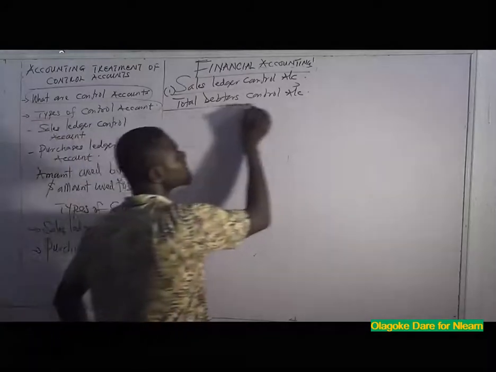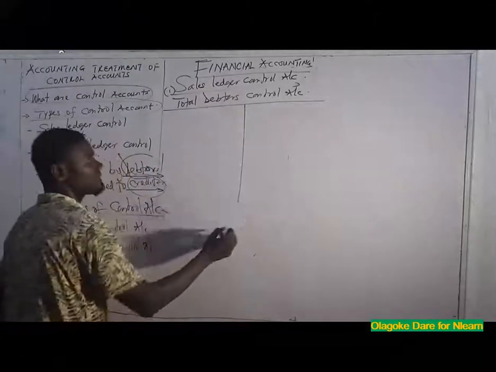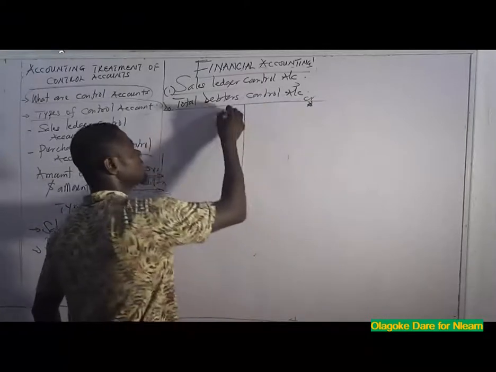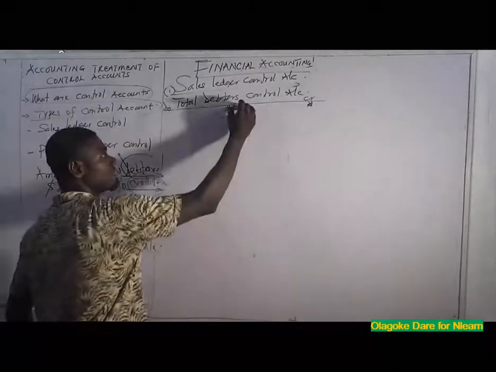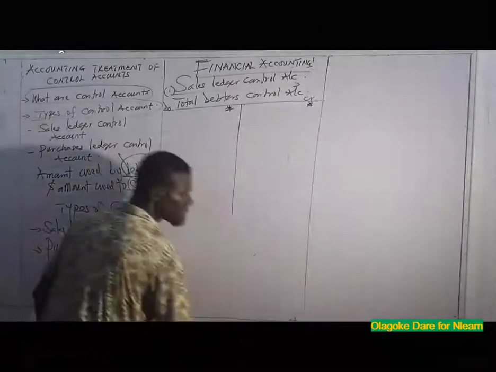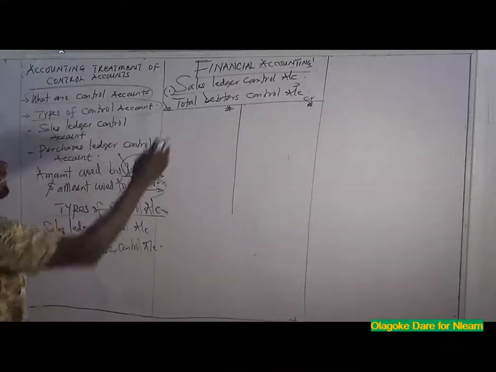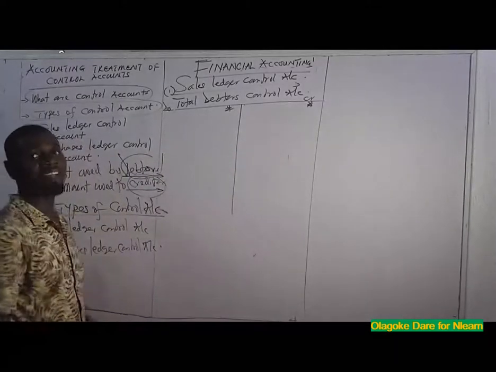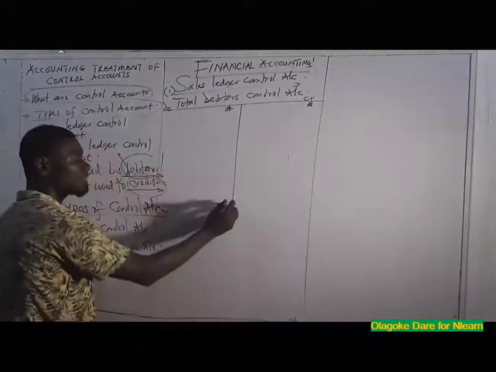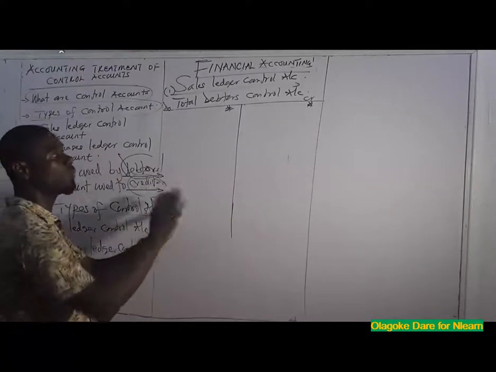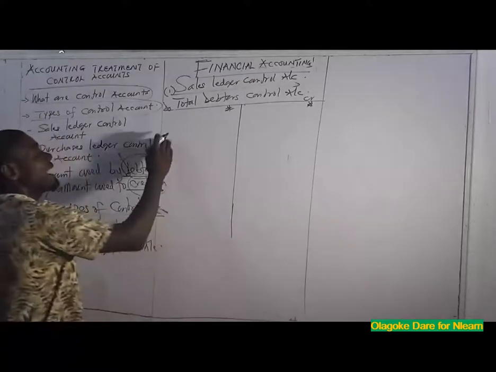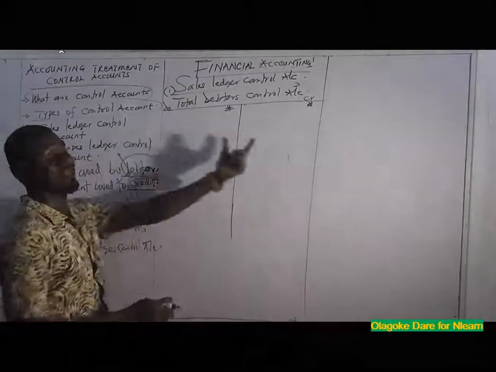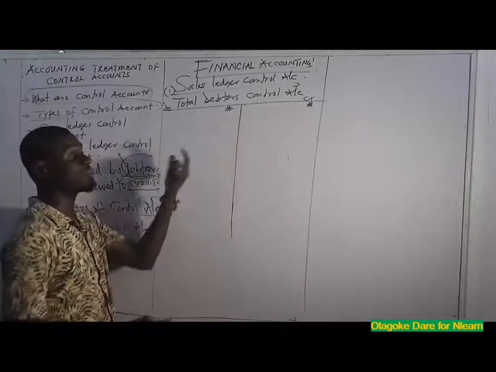control account, and it has a format which is not difficult. The format is like this, like that. I'm going to give you ways to remember the values in the format. If this is our total debtors control account, this account is for debtors. Therefore, any transaction that will be recorded in this account has to deal with what? Debtors only. Alright? Now, debtor is a current asset.